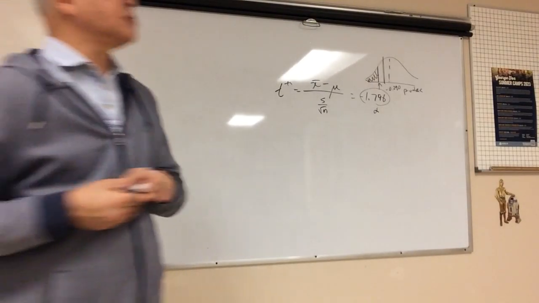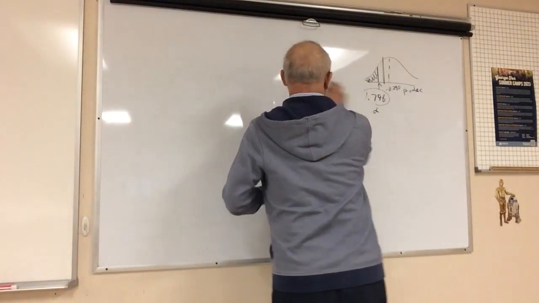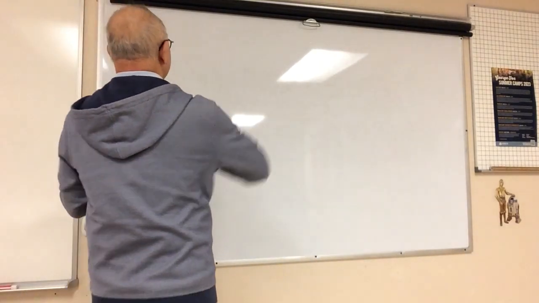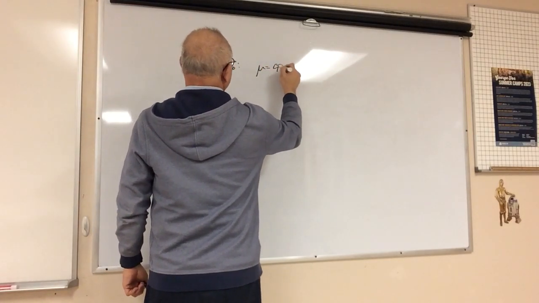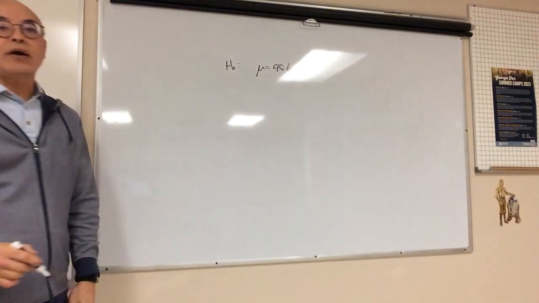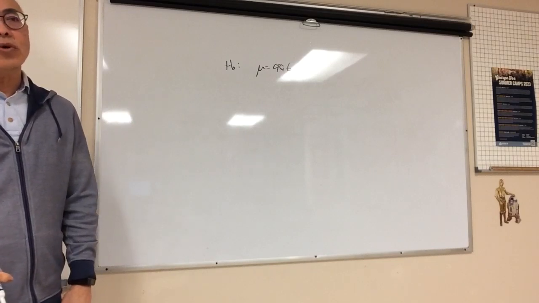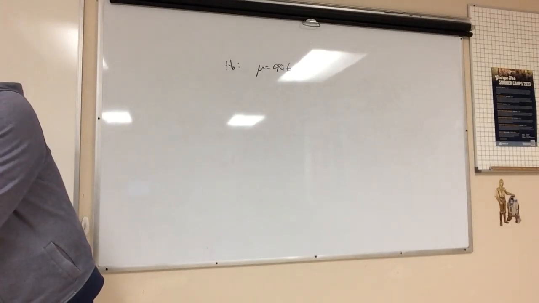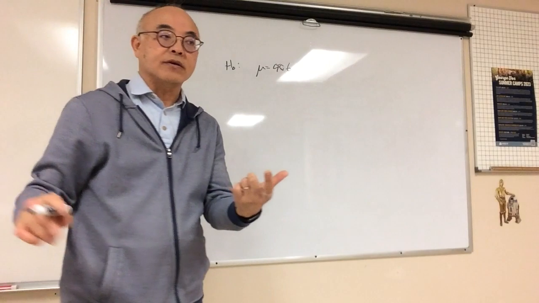What's our H0 and our Ha? This is the most important thing. What are we actually testing? We have 98.6. The H0 is going to be that the body temperature is equal to 98.6. What is the Ha going to be? Is it going to be not equal to, or is it going to be less than? Let's make sure we understand what we're testing here. We're testing the common belief that it is 98.6, so actually we're testing that it's not equal to, correct?